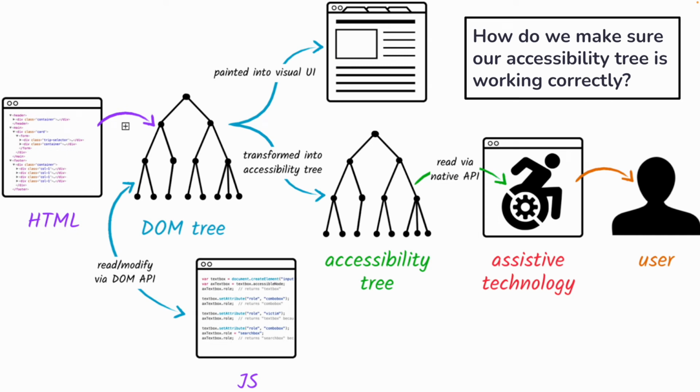This is a diagram that illustrates the full process of how we get to our user. So from React, we go into our raw HTML, CSS, and JavaScript. That's in the DOM tree. The accessibility tree is then derived from the DOM tree, and then it is translated for assistive technology to interact with the user. The user performs an action, and then that's the input, and then so on. So how do we make sure our accessibility tree is working correctly?